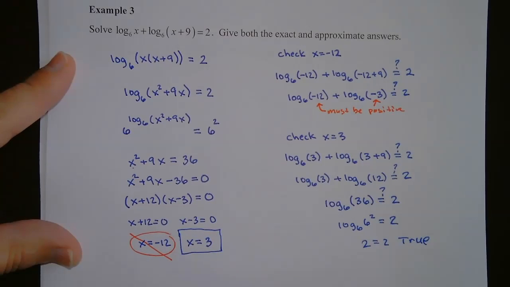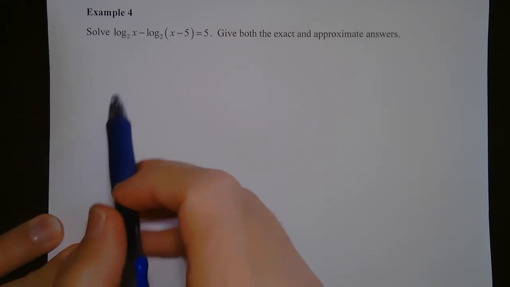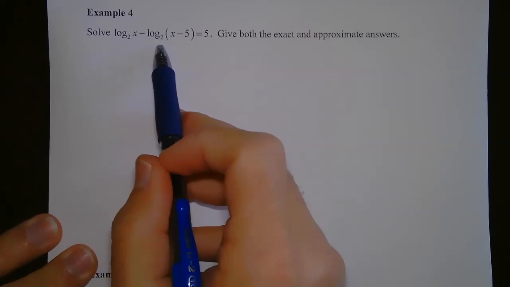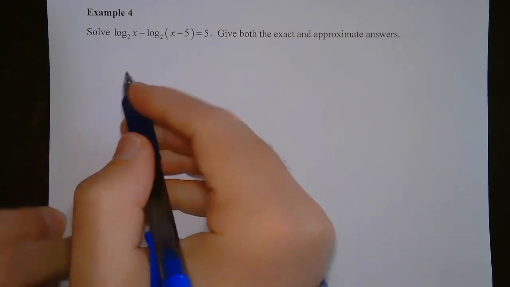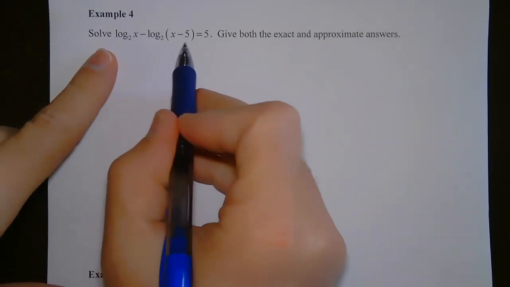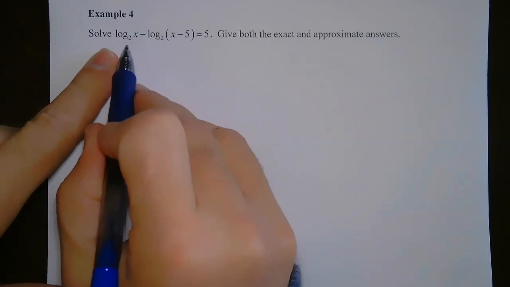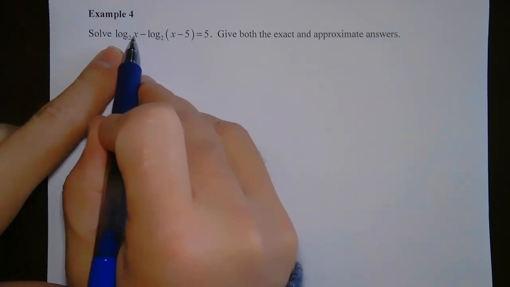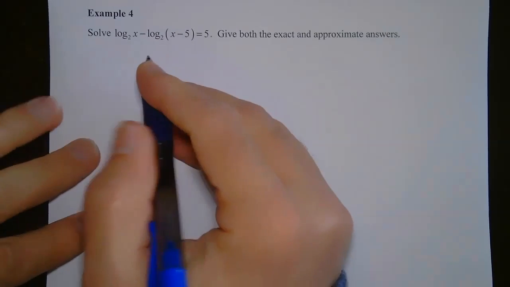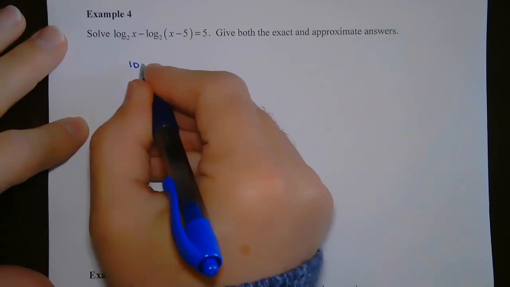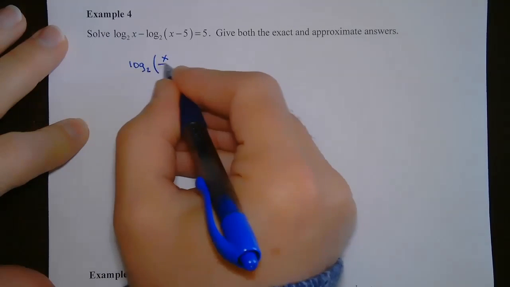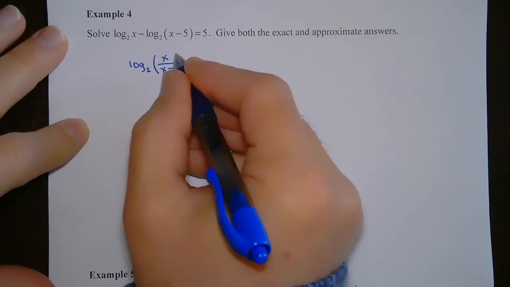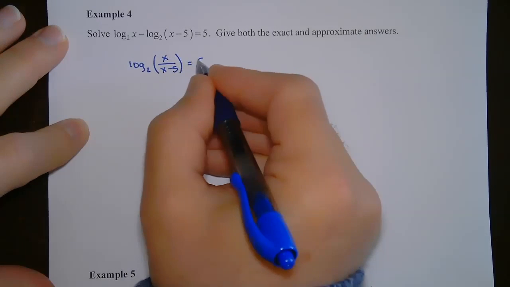Okay, all right, and that's example 3. For example 4, we want to solve log base 2 of x minus log base 2 of x minus 5 is equal to 5. Okay, so we can rewrite this as a single logarithm because we're subtracting, and it would be the logarithm base 2 of x over x minus 5. So we're going to write that: log base 2 of x over x minus 5, and that's equal to 5.